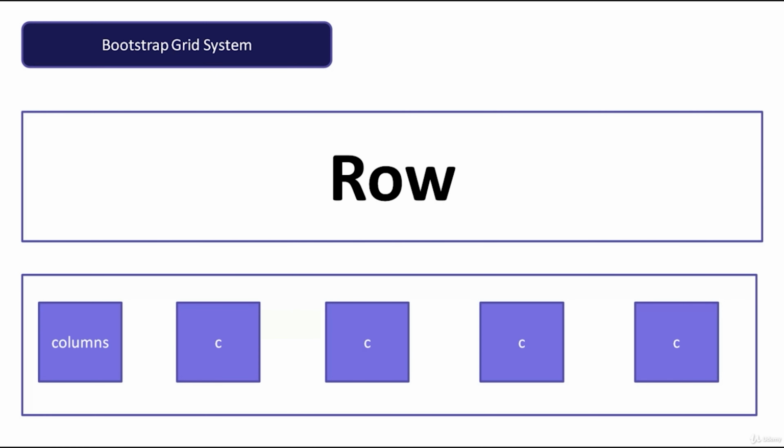When it comes to the Bootstrap grid system, every row has 12 columns, and we can assign any HTML element to those 12 columns. Now let's discuss the Bootstrap grid system practically.